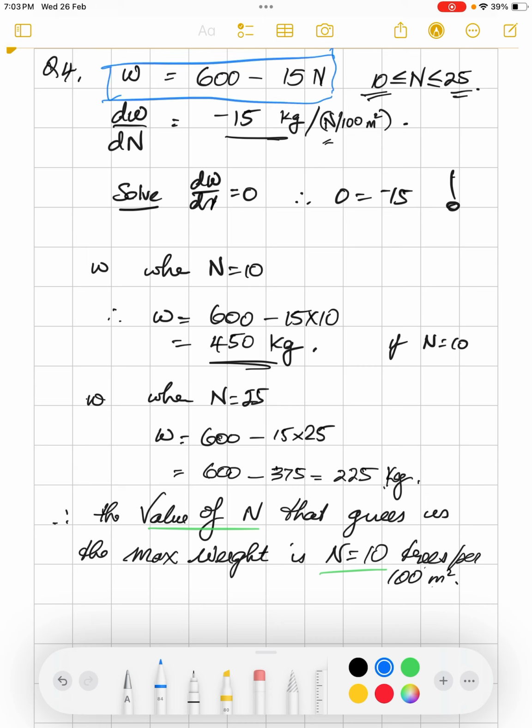And in that range, 10 is the number of trees that gives us the maximum weight of 450 kilograms. So that's, in fact, the point that we're looking for.